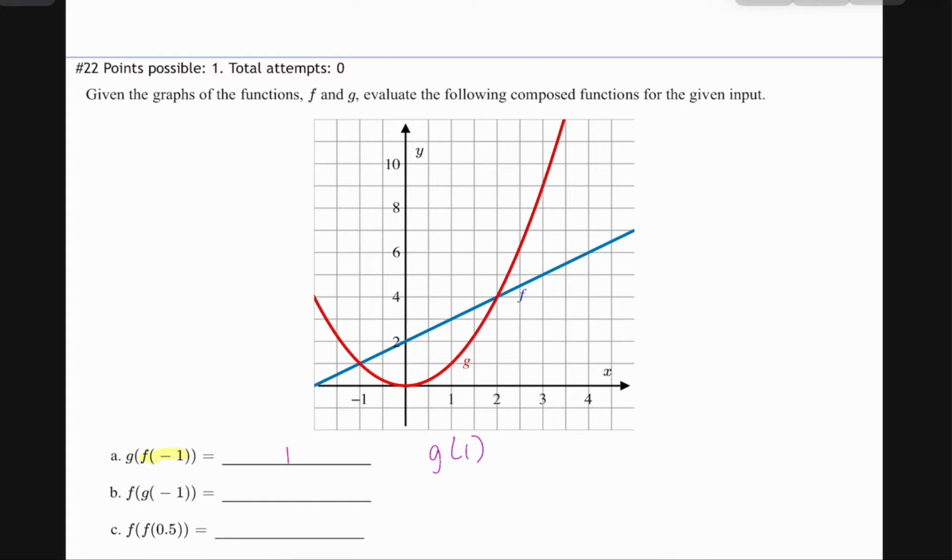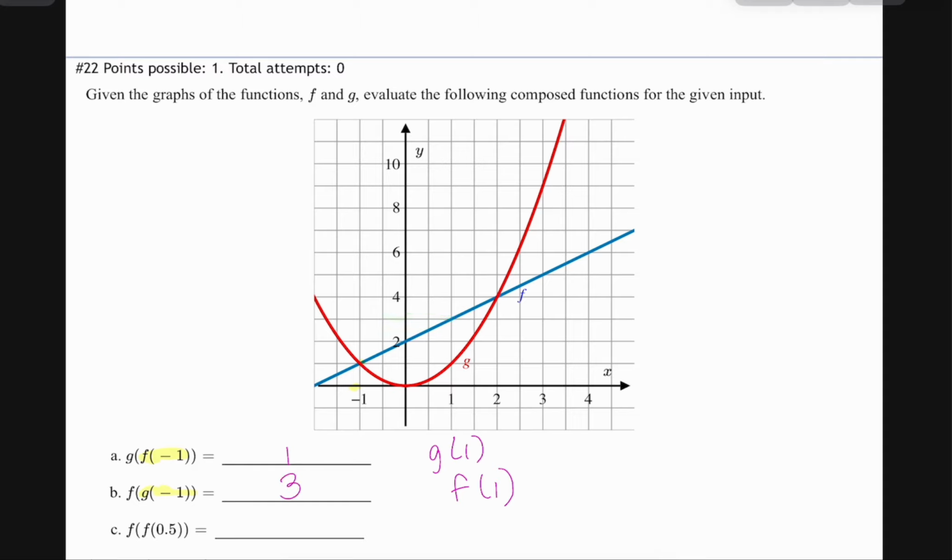Now let's do B. So start with your inside, g of negative 1. So at negative 1, our g function, which is in red, is at a height of 1. So that would be f now of 1. Now, the outer function is f, so now we're going to go to the f function, which is in blue. When x is 1, our blue function is at a height of 3. So our answer is 3.